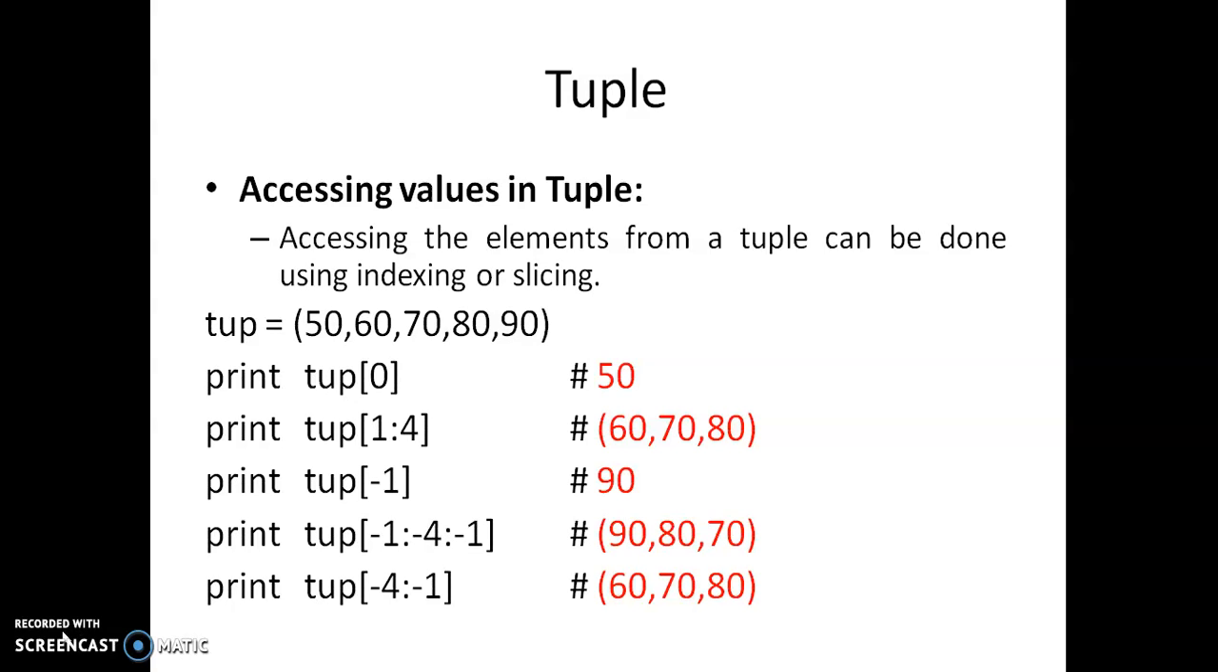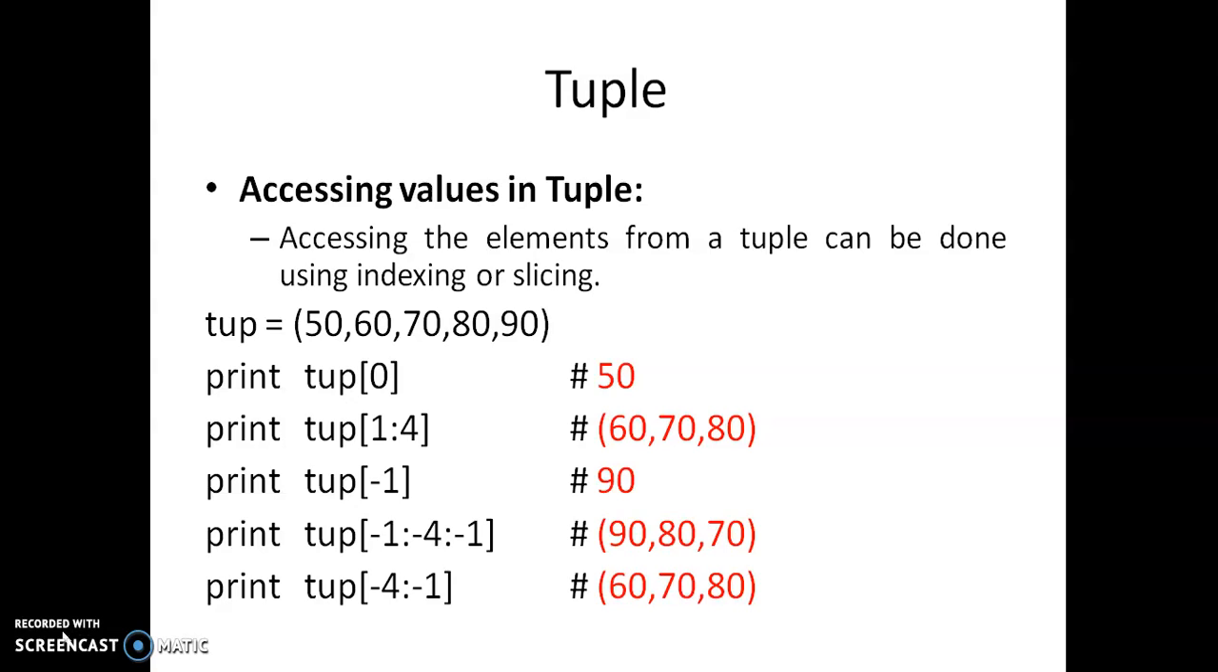Next, accessing the values in a tuple. Say, for example, we created a tuple with 5 numbers, 50, 60 up to 90, and I want to access the values from this tuple. This accessing is similar for all the data structures. Here we use square brackets, and within the square brackets we give the indexes. Here we use slicing. By giving indexes, we can retrieve part of the tuple, or all the elements from the tuple, or the elements from last to first, or a particular element from the tuple. Here are some examples of retrieving tuple values.